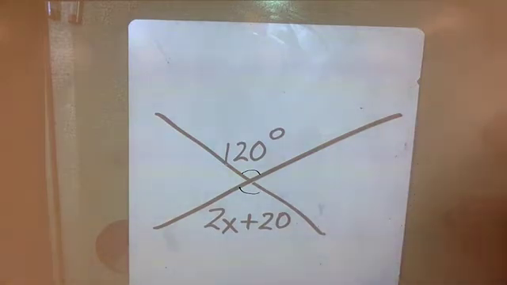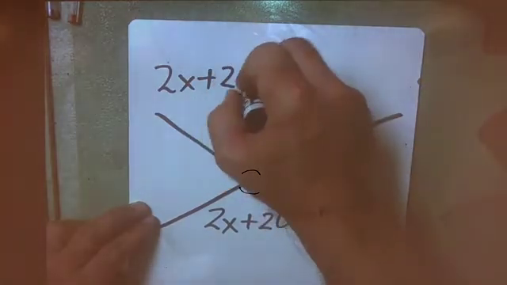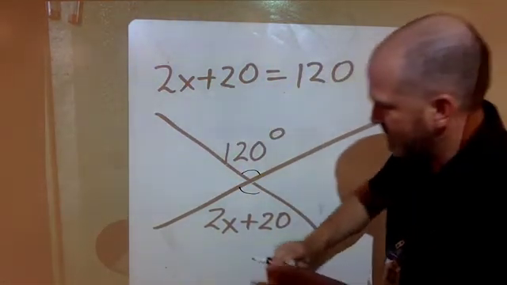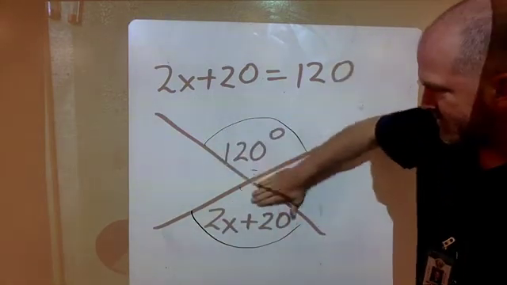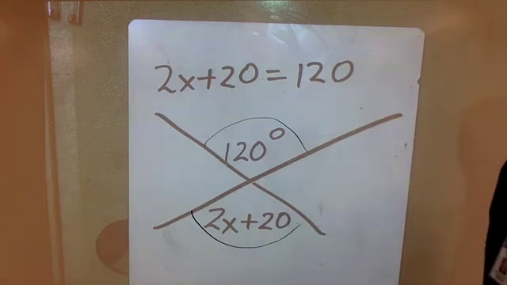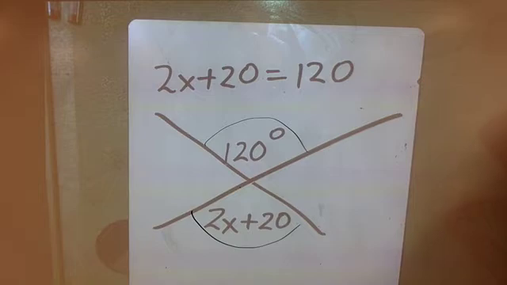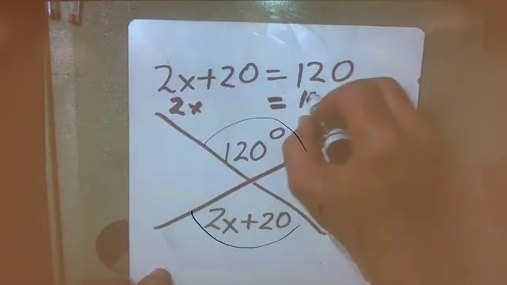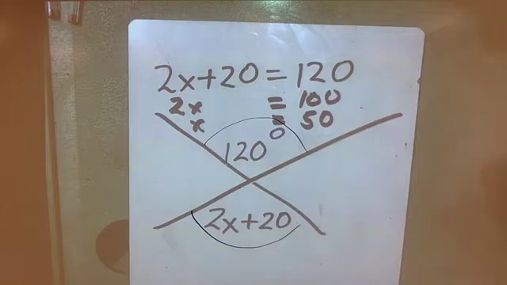So that's what I'm going to do. I'm going to say 2x plus 20 is equal to 120 because they're vertical angles. This angle, whatever it is, is equal to this angle, whatever that is. And in this case, they're 120 and 2x plus 20. So those two things are equal to each other. Now you can solve for x, a simple two-step algebraic equation. You subtract 20 to the other side to get 100, and then you divide by 2, and you get 50. So x is equal to 50, and that's right.